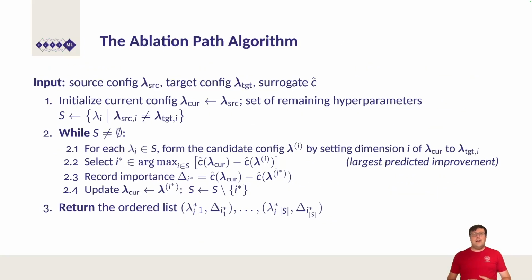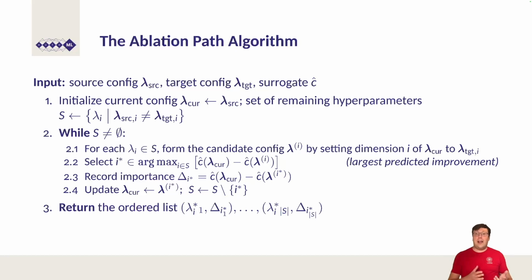Let's have a look at the algorithm. So first of all, we have as inputs the source configuration and the target configuration, and of course the surrogate model. Initialize then the current configuration to be the source, and let S be the set of hyperparameters on which the source and the target disagree.